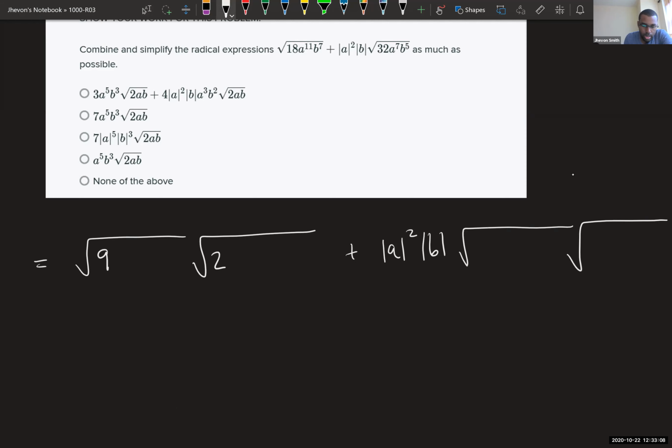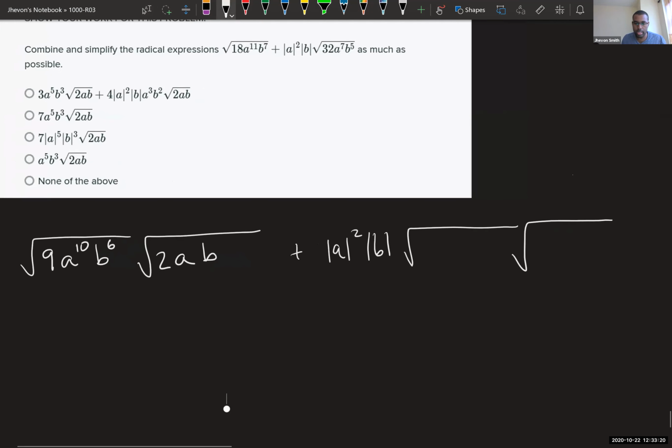A to the 11, I can think of that as a to the 10 times a. B to the 7 is b to the 6 times b. And so that's the first expression. Now move on to the second one, the 32a to the 7b to the fifth. 32 is 16 times 2. A to the 7 is a to the 6 times a. B to the 5 is b to the 4 times b.